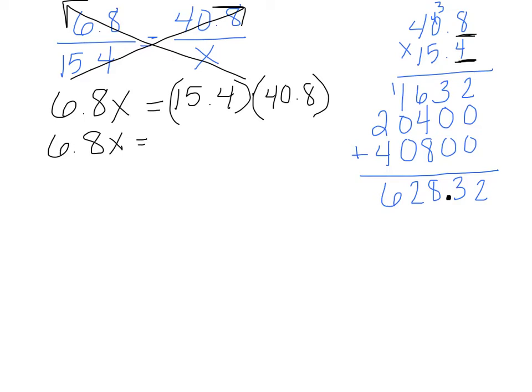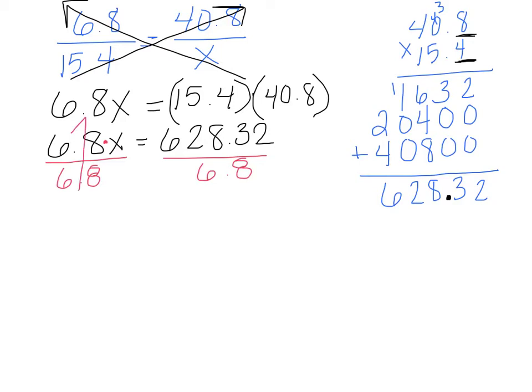6.8x is equal to 628.32. Now I have to get my x all alone. And to get my x alone, I have to realize that it's 6.8 times x. So the opposite of multiplication is division. So I'm going to divide one side by 6.8 and the other side by 6.8.